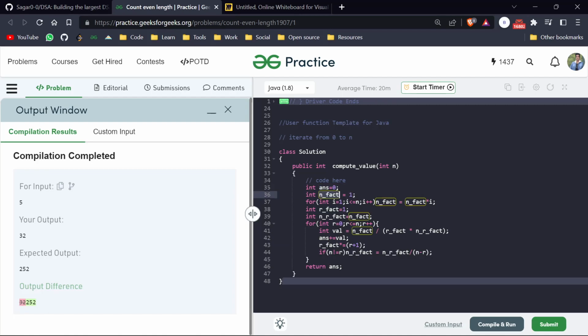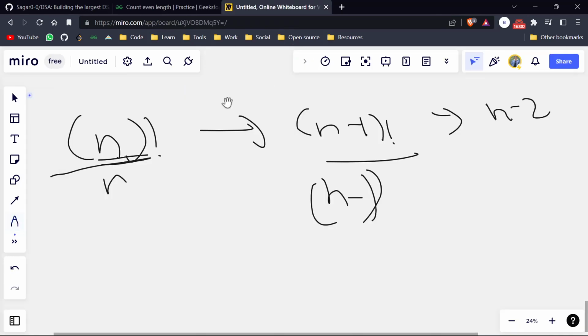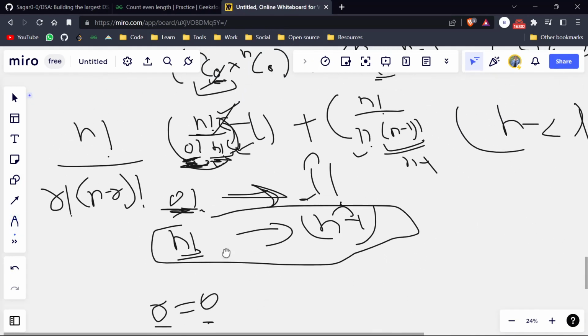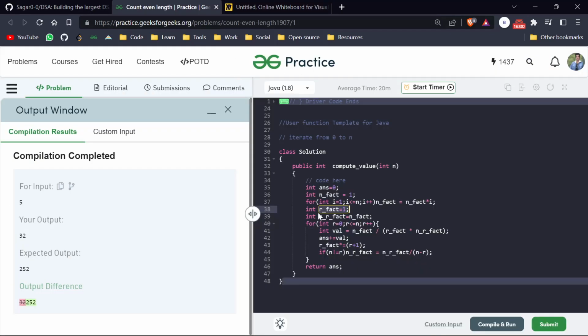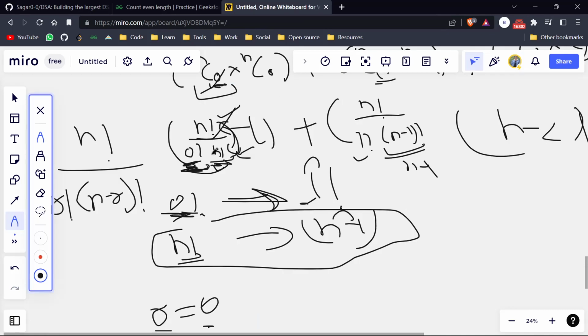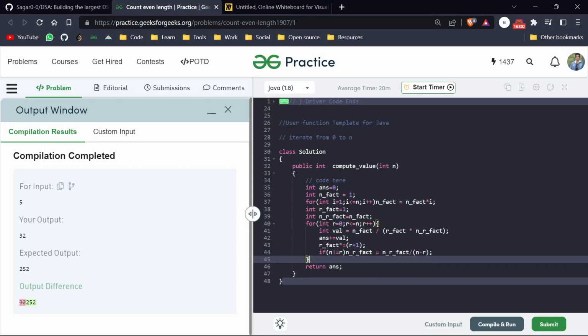Answer is 0 initially, and we are finding n factorial. And after that, r factorial is initially 0, that is here 0 factorial. And after that, n minus r factorial is initially n factorial. And we are going from 0 to n. Value is n factorial divided by r factorial into n minus r factorial, and we are adding to answer, and r factorial will be multiplied with r plus 1, so it will be converted to 1 factorial. Okay, that is it, and that thing is also okay.